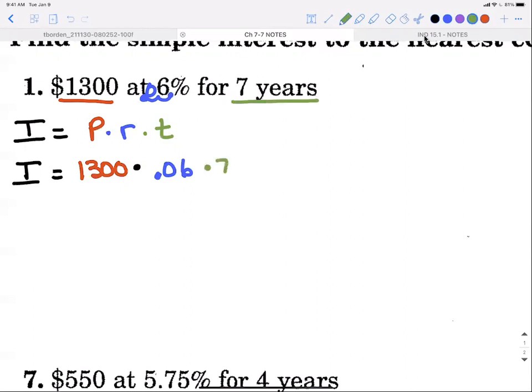And everybody should have a calculator in front of them. If you don't, grab one really quickly, because I want everybody to plug this into their calculator and make sure that everybody gets the same answer. 1,300 times 0.06 times 7. Colton, what'd you get? Plug it into your calculator. The principal times the rate times the years. Everything's multiplication, yes.